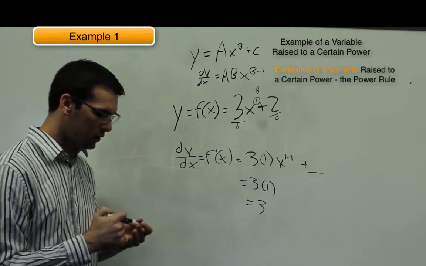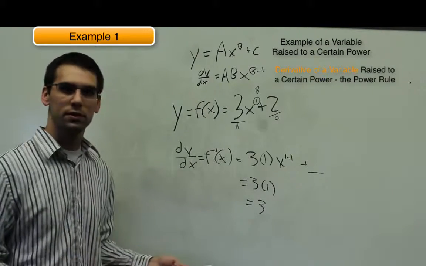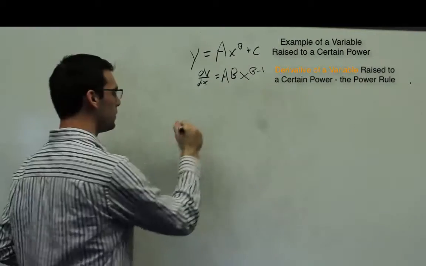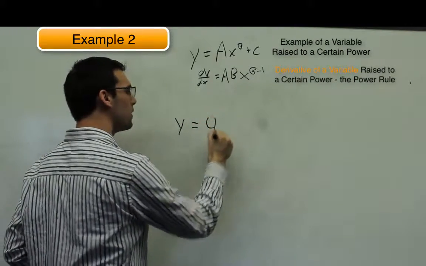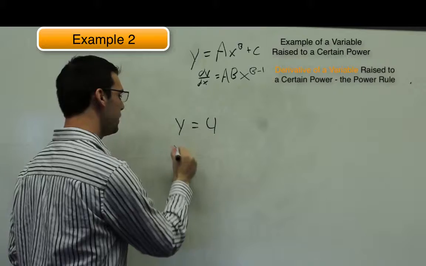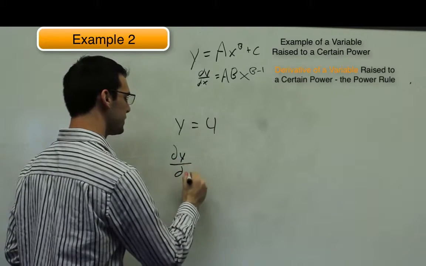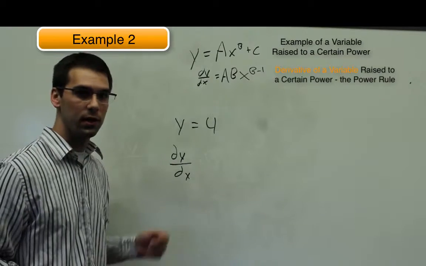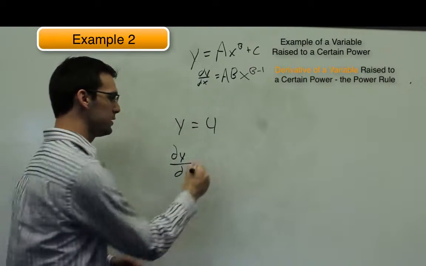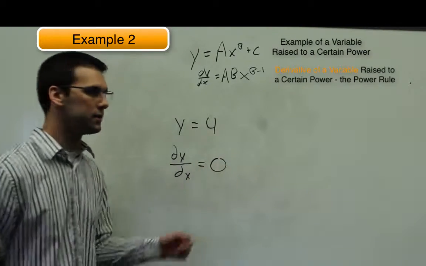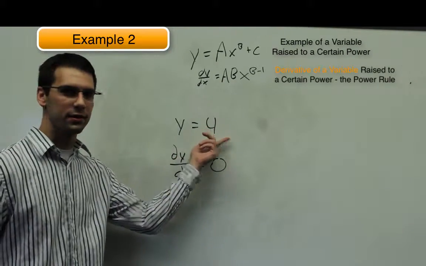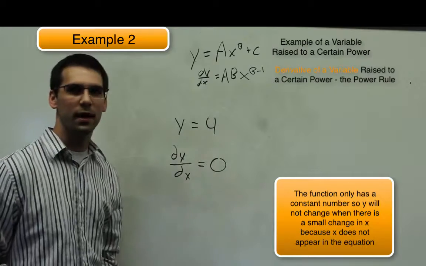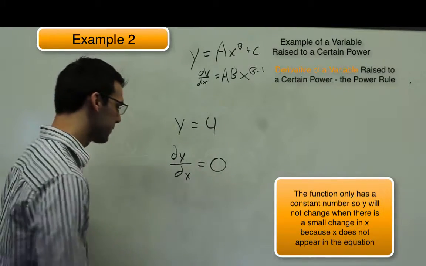Okay, so let's throw out a couple more examples to get you used to the idea of using the power rule. Say y equals 4. Then dy over dx, which is how y changes when we change x a little bit, is 0, because x doesn't appear in this function. So it's just a constant term that drops out when we use the power rule.